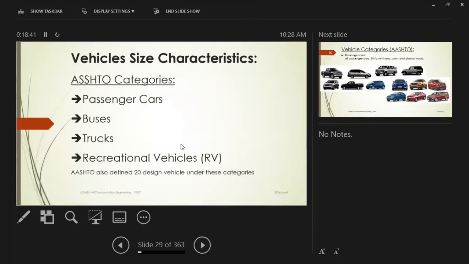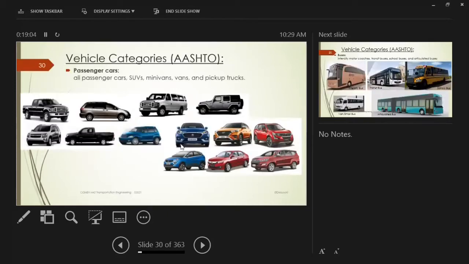First of all, according to the AASHTO, we have four categories. We have passenger cars, buses, trucks, and RV, which is recreational vehicles. The AASHTO also defined 20 design vehicles under these categories. What we can see here, all of these are considered passenger cars.